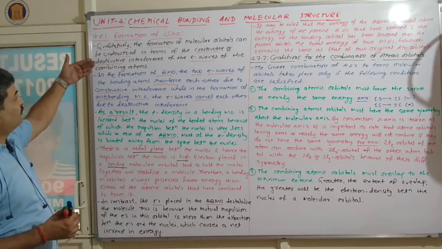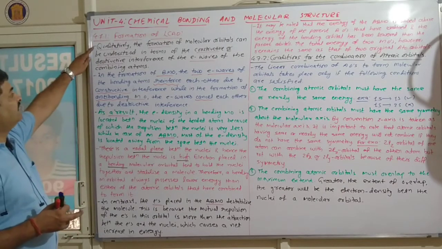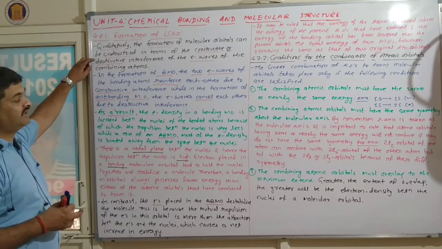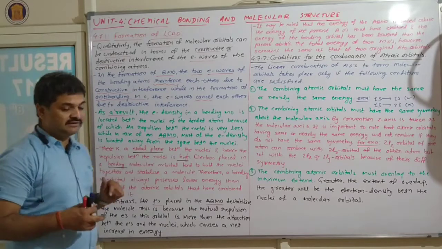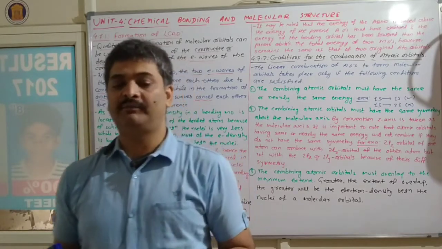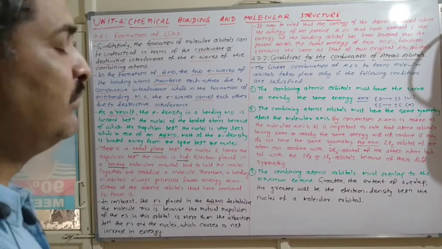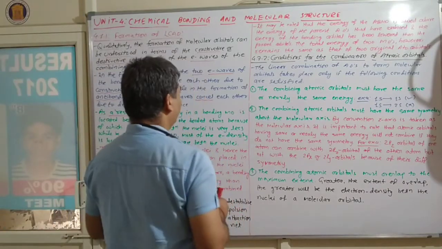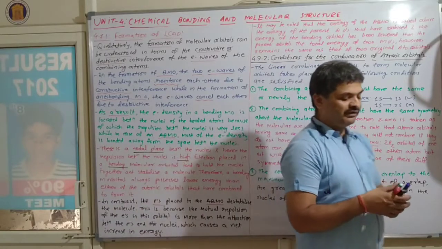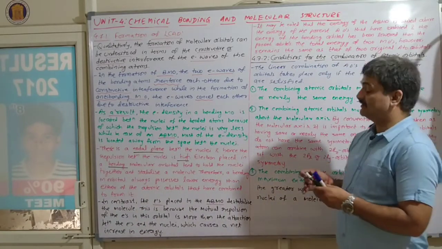So this is the remaining portion of LCAO. Again I am repeating, qualitative here means constructive and destructive interference will take place. In case of constructive interference, there are chances of BMO, while in case of destructive interference, there are chances of ABMO. In case of BMO, chances of repulsion will be less, so bond formation will be more. While in case of ABMO, chances of repulsion will be more, so bond formation will be less.